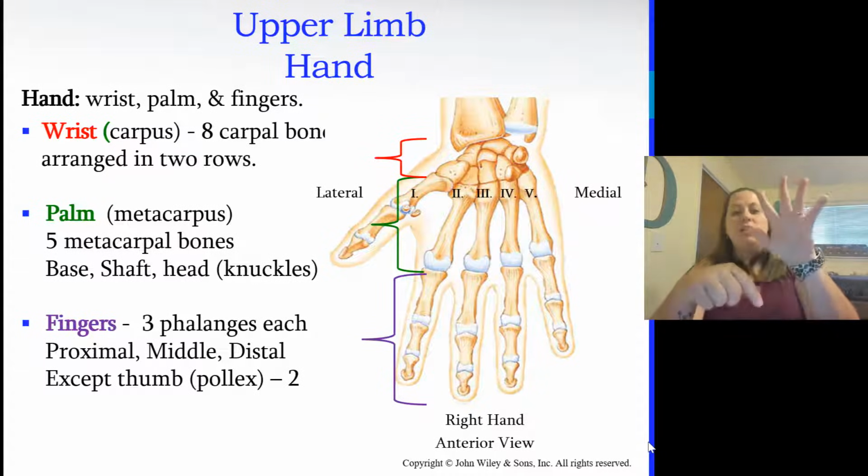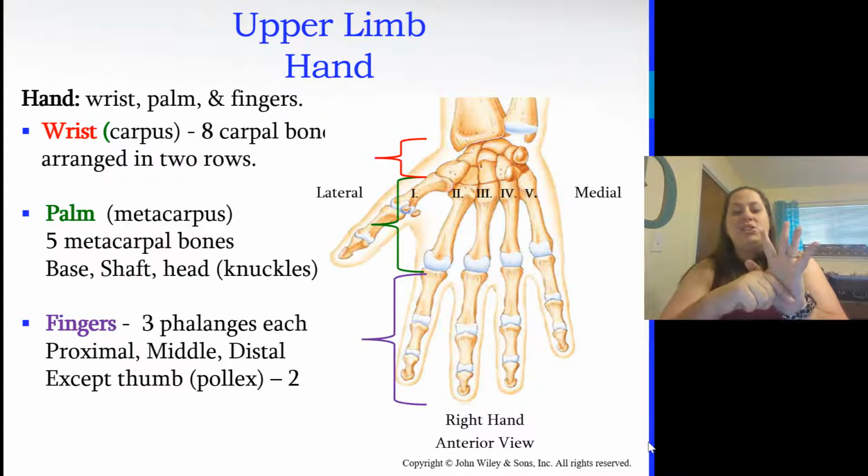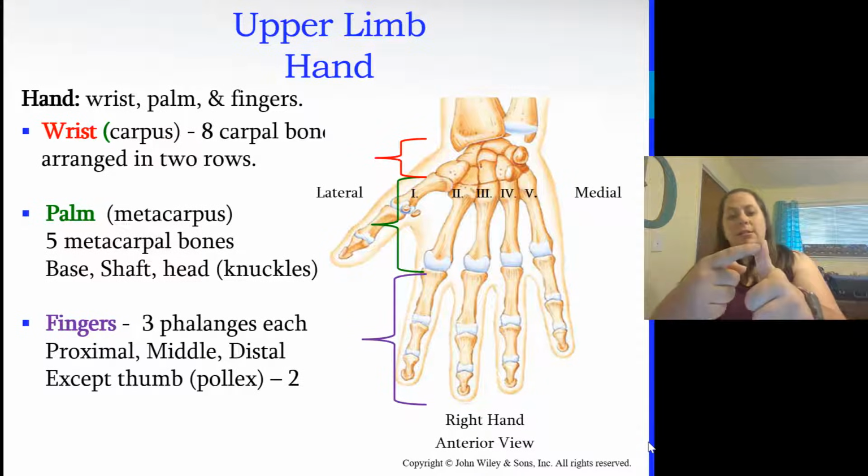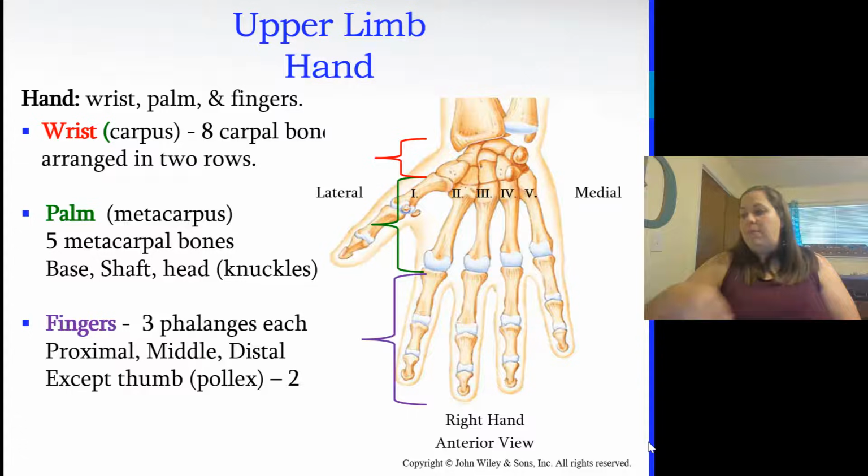We then have our fingers. Our fingers are made out of 3 phalanges each. There's going to be a proximal, a medial, and a distal phalange. The thumb is an exception where there's only 2. So there is a proximal and a distal. Okay, there's not going to be a middle in this case.